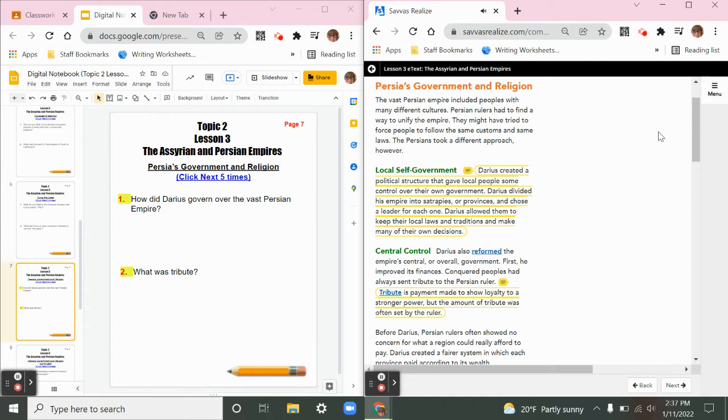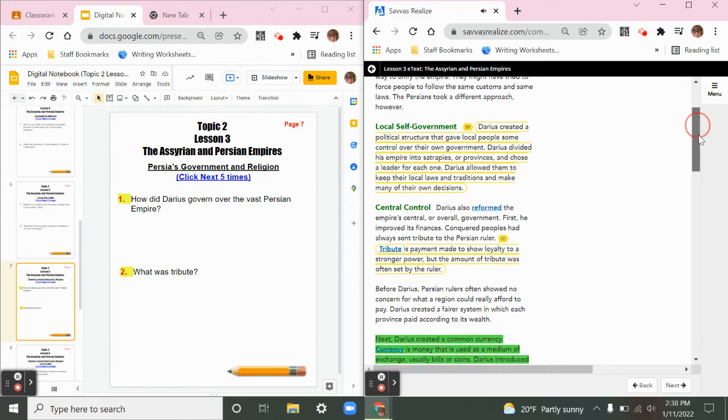Local self-government. Darius created a political structure that gave local people some control over their own government. Darius divided his empire into satrapies, or provinces, and chose a leader for each one. Darius allowed them to keep their local laws and traditions and make many of their own decisions.